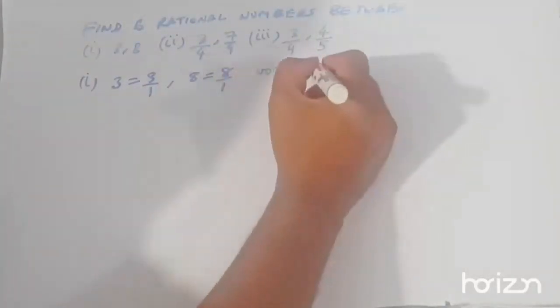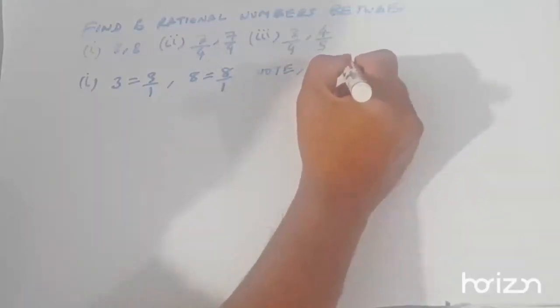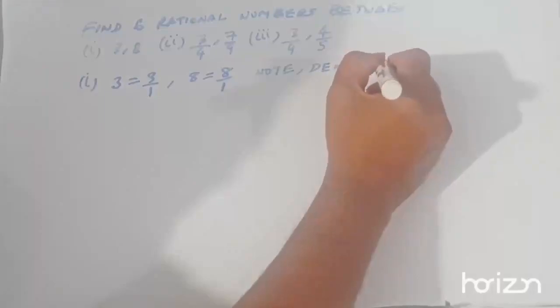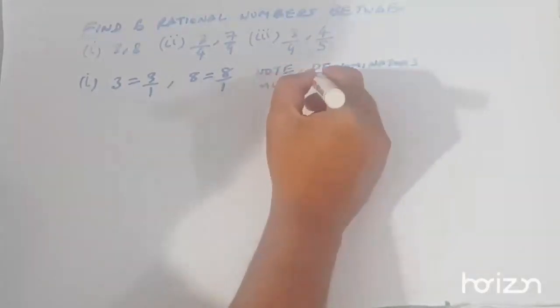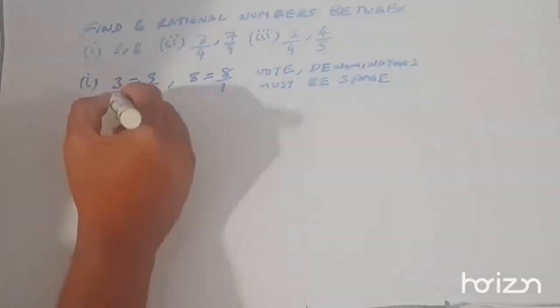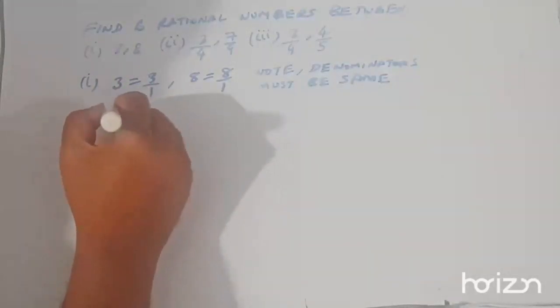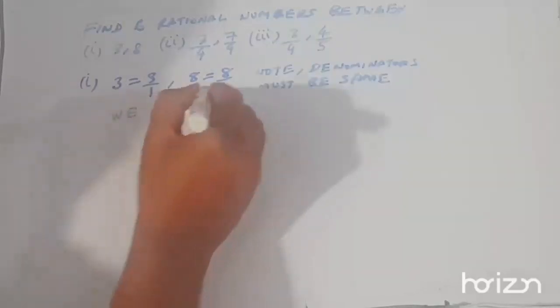Note that whenever you are trying to find rational numbers between two rational numbers, the denominators have to be the same. Just like when you are trying to add two rational numbers, denominators have to be the same, or subtract two rational numbers, denominators have to be the same. So now, since the denominators are already the same, we know we need six rational numbers.